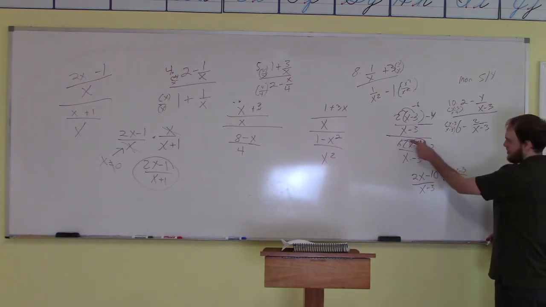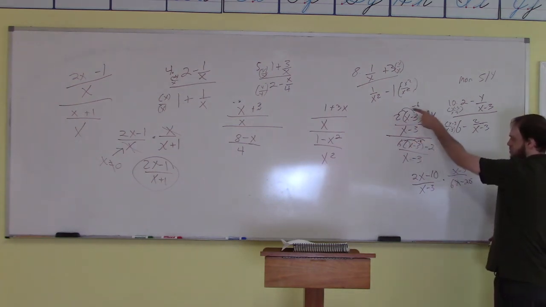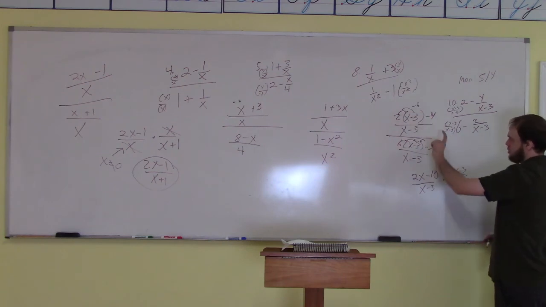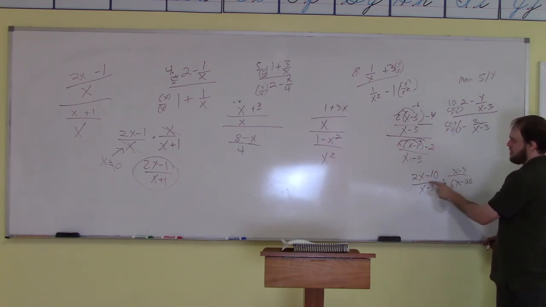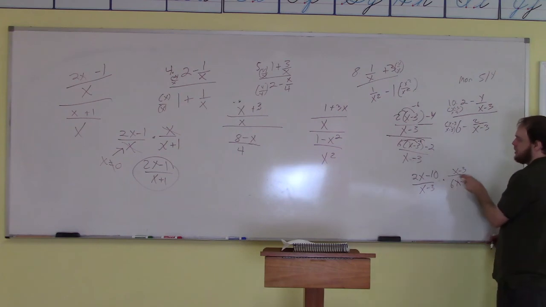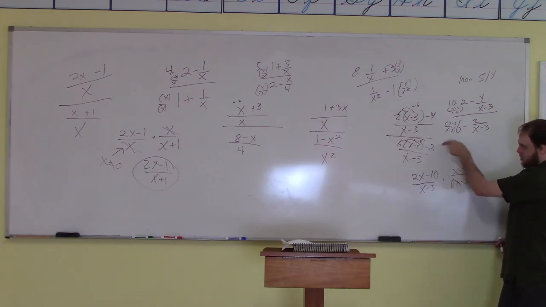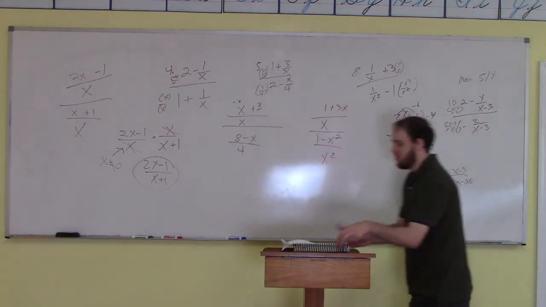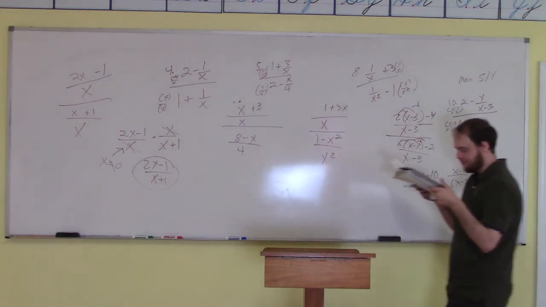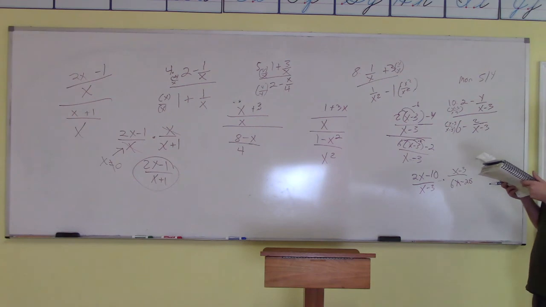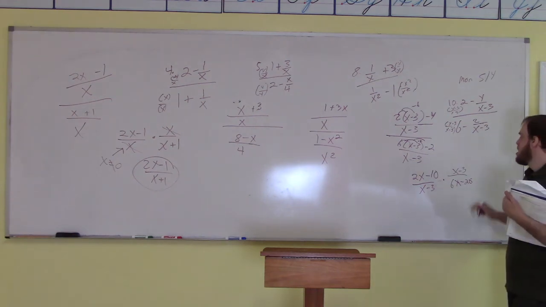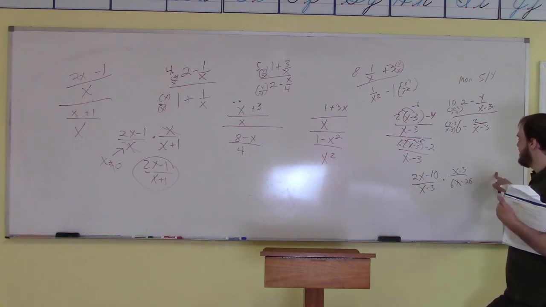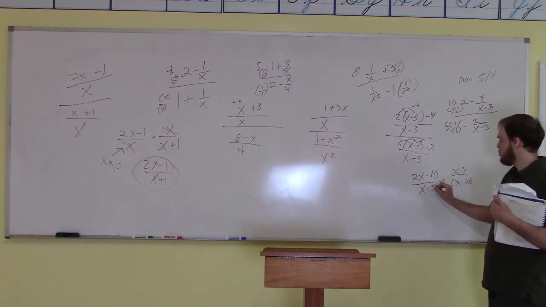So this should be 6x minus 20. This should be 2x minus 10. Then when you flip it, you wind up with 2x minus 10 over x minus 3, and then x minus 3, you have to flip up top, and the 6x minus 20 goes on the bottom. So then the question is, I can try to simplify this down. And so what happens is the x minus 3s are going to cancel.